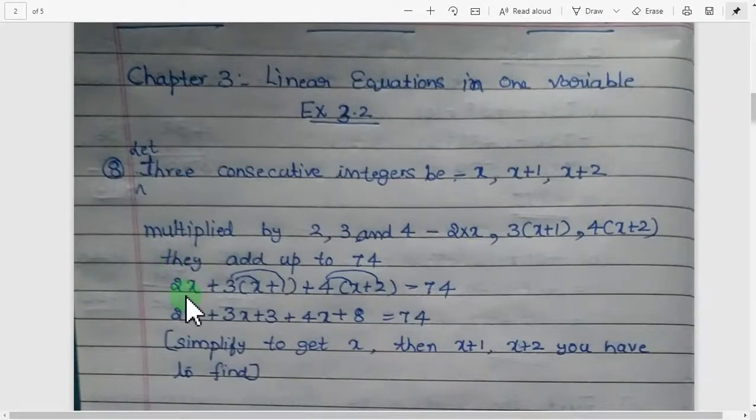If you add, the symbol is plus, so 2x plus 3 into x plus 1 plus 4 into x plus 2 is equal to 74. Removing the brackets, multiplying 3 to both the terms inside the bracket: 2x as it is, 3 into x is 3x, plus 3 into 1 is 3, plus 4 into x is 4x, plus 4 into 2 is 8, is equal to 74.